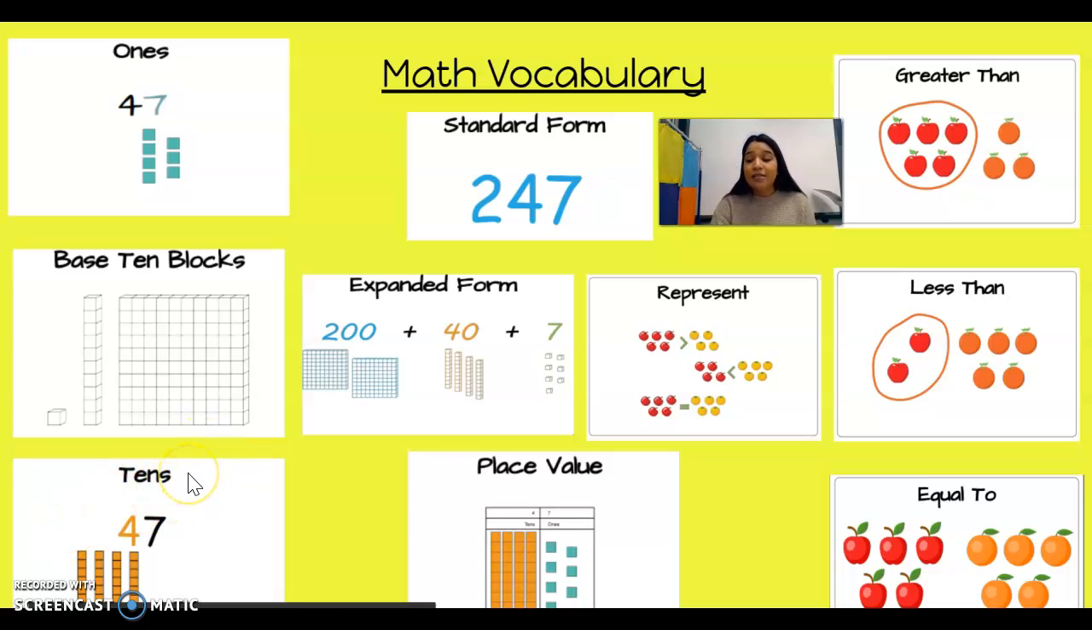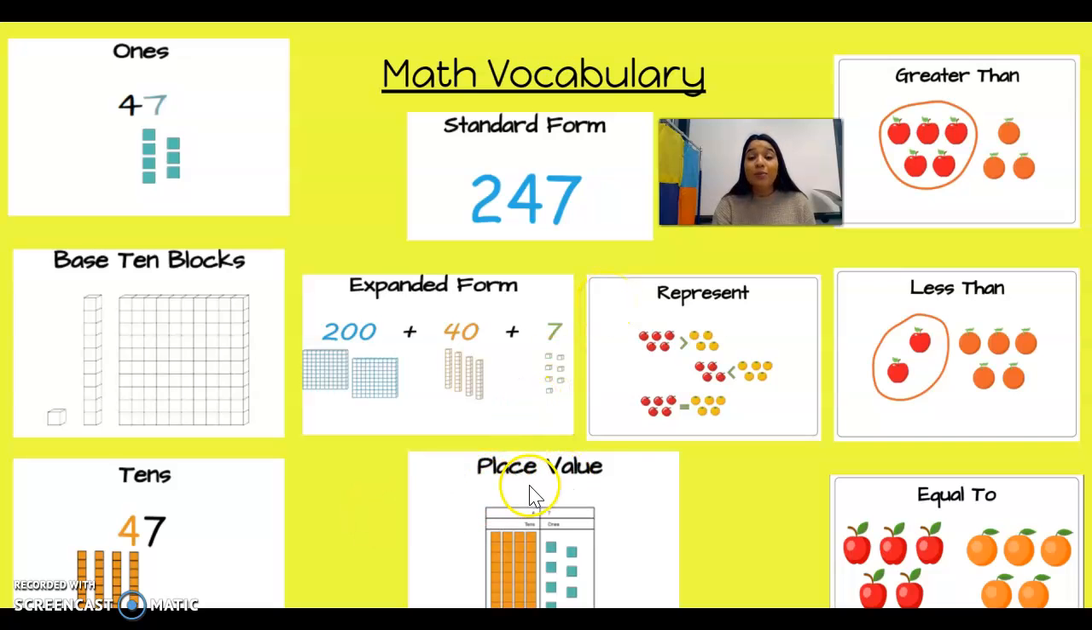Tens are our 10 long blocks, and in the number 47 we're going to look at the first digit, which is 4, and it lets us know we have 4 tens. Standard form is just the digit form, the number form of a number. Expanded form is when we take apart a number. So in 247 we put 200 plus 40 plus 7, which equals 247.